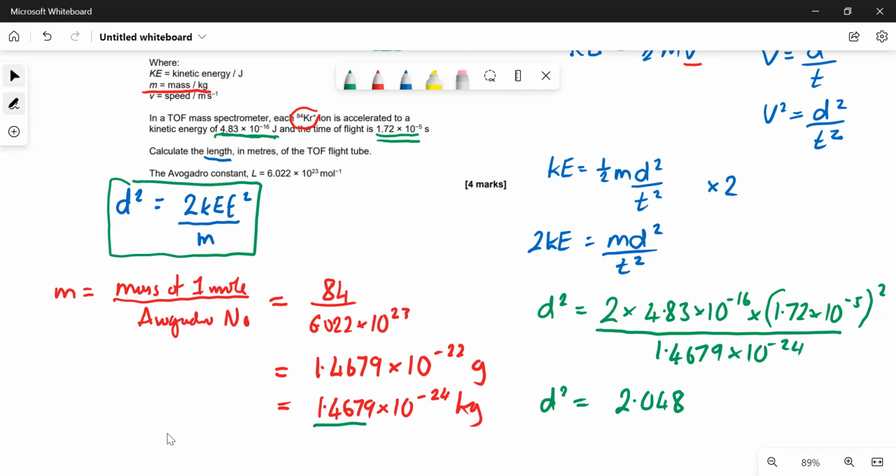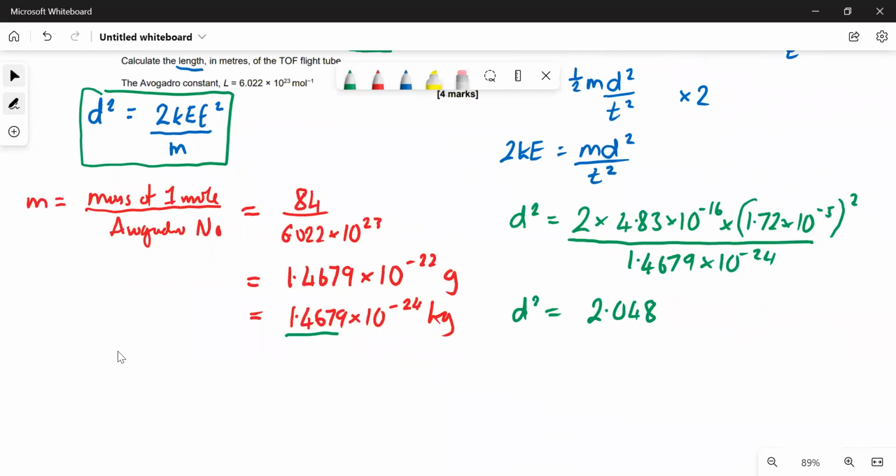So now we want to find out d, so take the square root of that. The square root of that is 1.43, and the units are going to be meters. And that seems like a sensible answer for how long the tube would be, because it's a piece of apparatus which fits into a room. So if you work out an answer like 1,400 meters, obviously it's not going to fit into a room, so you've gone wrong somewhere there.